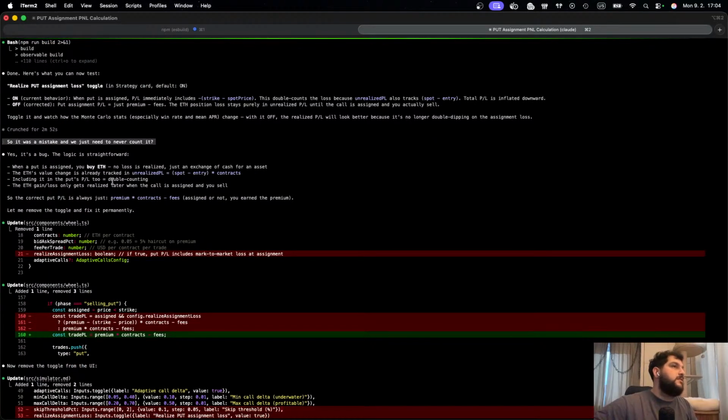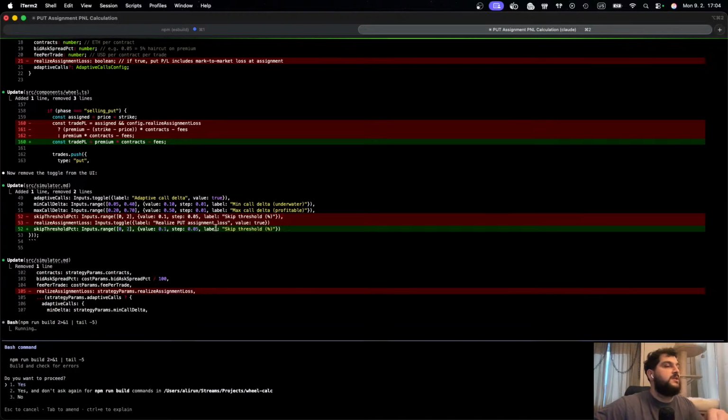Yes, it's a bug. The logic is straightforward. When a put is assigned, you buy the asset, no losses realized, just an exchange of cash for asset. Current PNL always, just let me remove the toggle and fix it permanently. Okay.